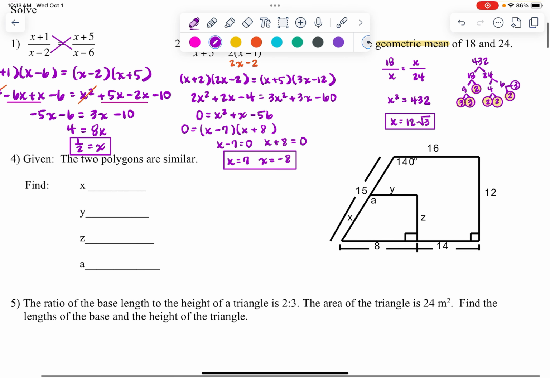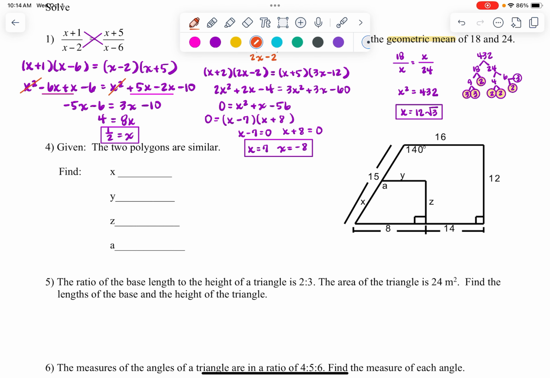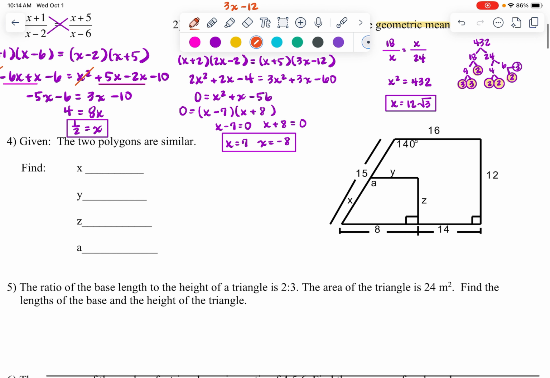All right, moving along. Number 4, if you've done this problem already, you're probably like, man, these are not pretty decimals or pretty numbers. And that's okay. So I'm going to solve for x first. I'm going to find x, find its corresponding side, and make a ratio out of that. So x is to 15. Now I'm doing small to big, so you have to make sure you stay consistent. If you do big to small, then your other one has to be big to small. I'm doing small to big, so I have to make sure I do small to big.